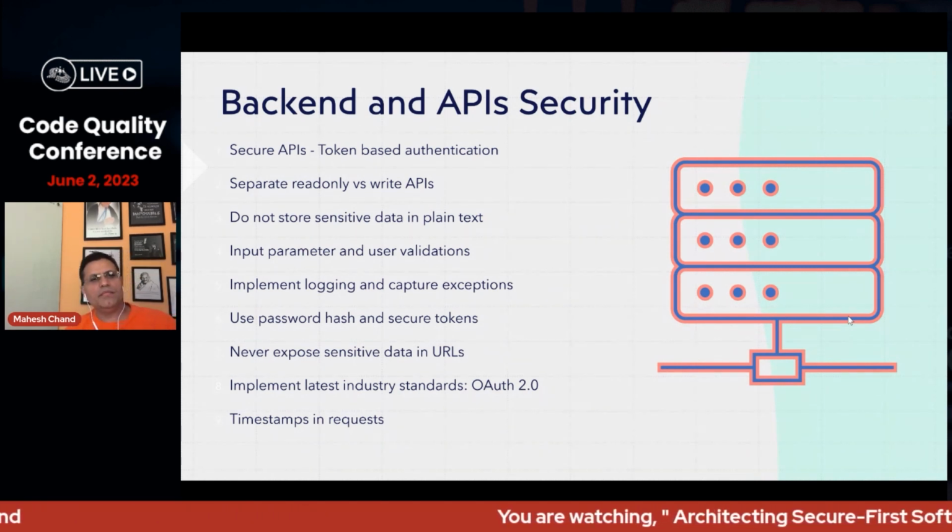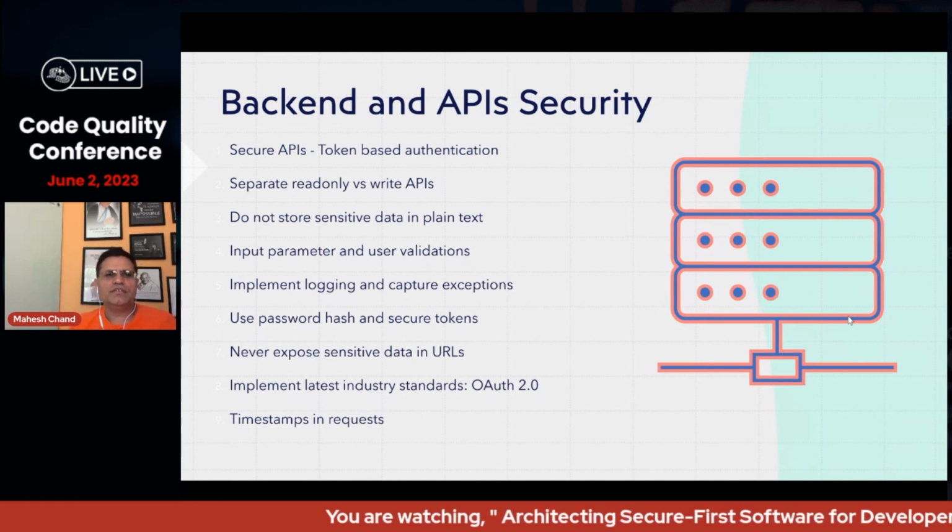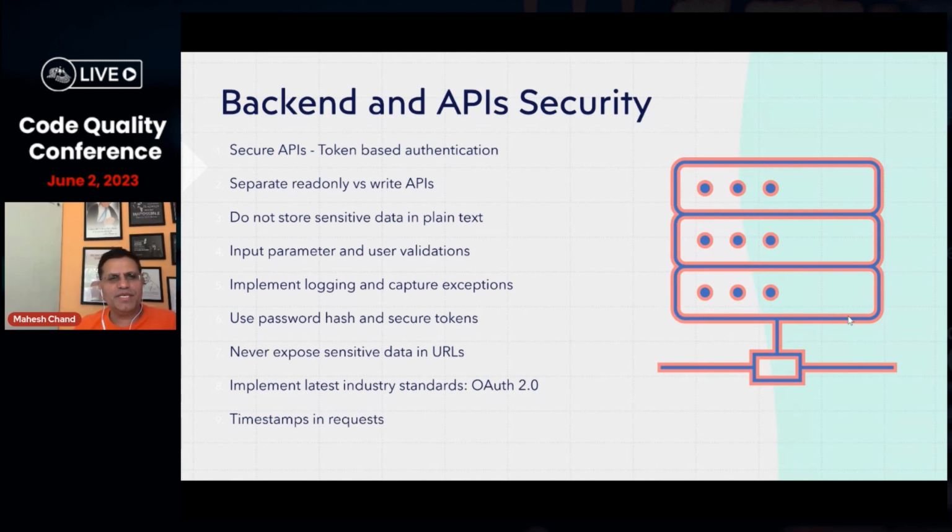All right, backend and API security, similar to the front end and database. Backend is also very important. Same with the API. Make sure you secure the API. Token-based authentication is the way to go right now. You should also separate read-only versus write-only APIs, depending on the architecture of the API.